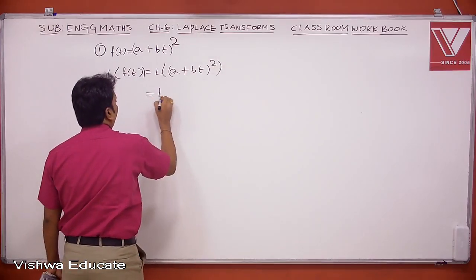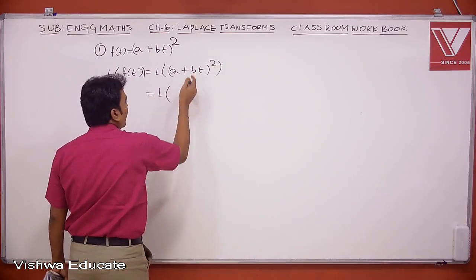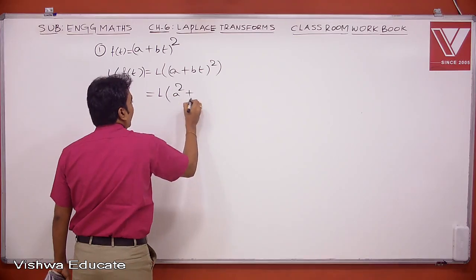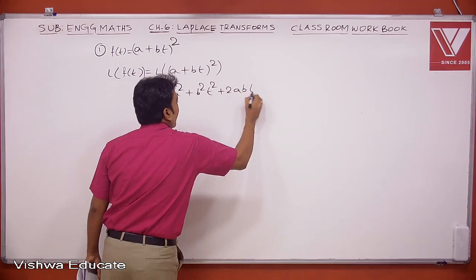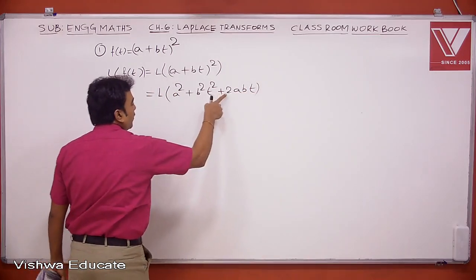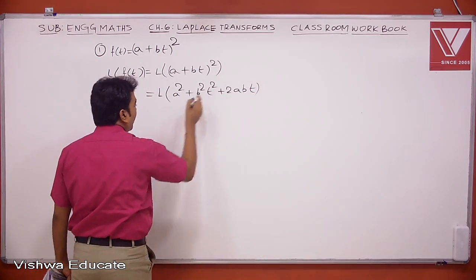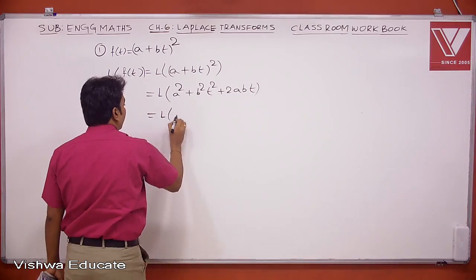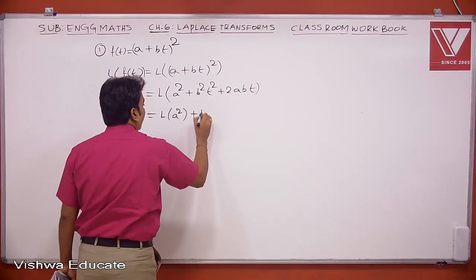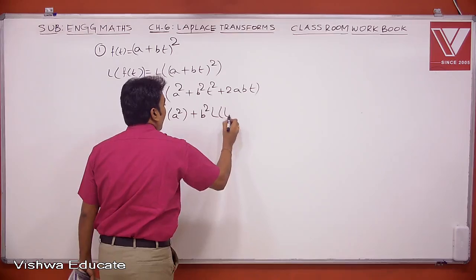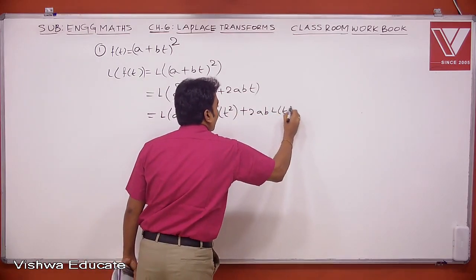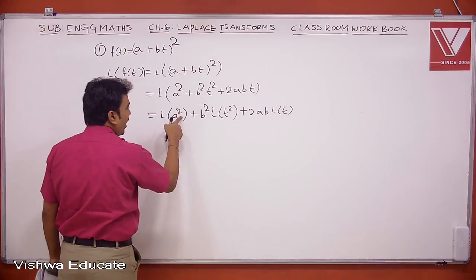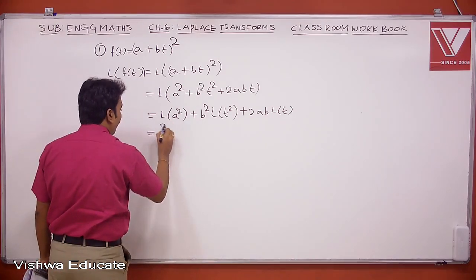So this is Laplace of, expand this by using (a plus b) whole square, so a square plus b square t square plus 2ab into t. Now between the functions we have plus, so we can apply the linear property. This is Laplace of a square plus b square into Laplace of t square plus 2ab into Laplace of t. Here also a is a constant, so it can be taken before Laplace.